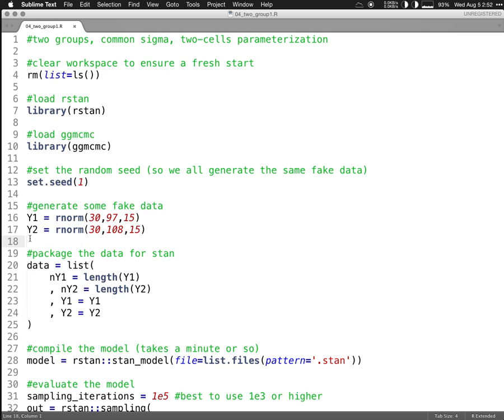And then we want to ask the question: do these two groups have the same data generating population parameters? Usually we're most interested in whether the means are the same. Here, when we generate the data, we know their means are different, but we're going to pretend that we sampled them from some unknown populations, and we want to do inference on whether the means are different. We package up the data in a certain format for Stan, and then we compile the model.